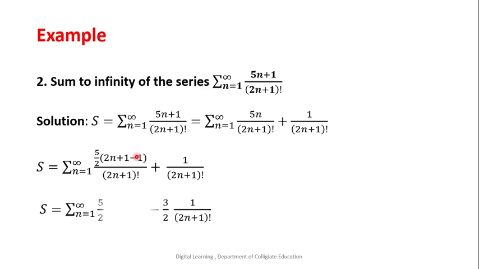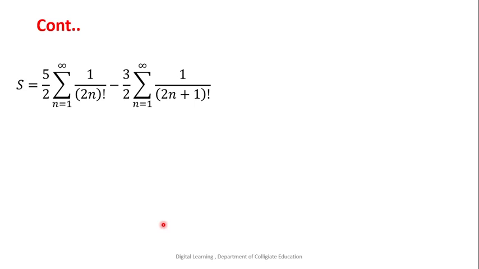Now solve this one, we get 5 by 2 times (2n plus 1) minus 5 by 2 plus 1, which is nothing but 3 by 2 into 1 over (2n plus 1) factorial. Simplify, we get 5 by 2 summation n equals 1 to infinity 1 over (2n) factorial minus 3 by 2 summation n equals 1 to infinity 1 over (2n plus 1) factorial.